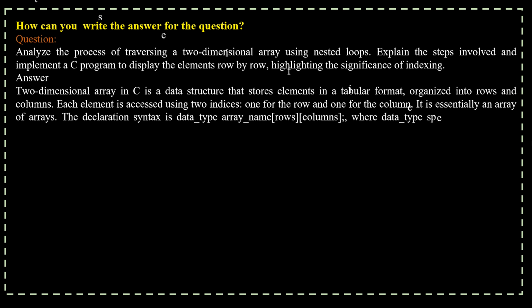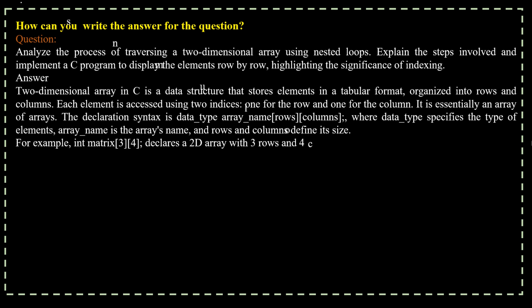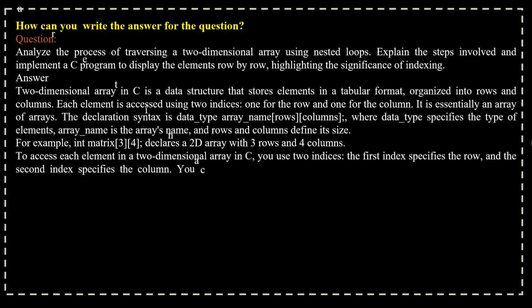The declaration syntax is: data_type array_name[row_size][column_size]; where data_type specifies the type of elements, array_name is the array's name, and row_size and column_size define its size. For example, int matrix[3][4]; declares a 2D array with 3 rows and 4 columns.